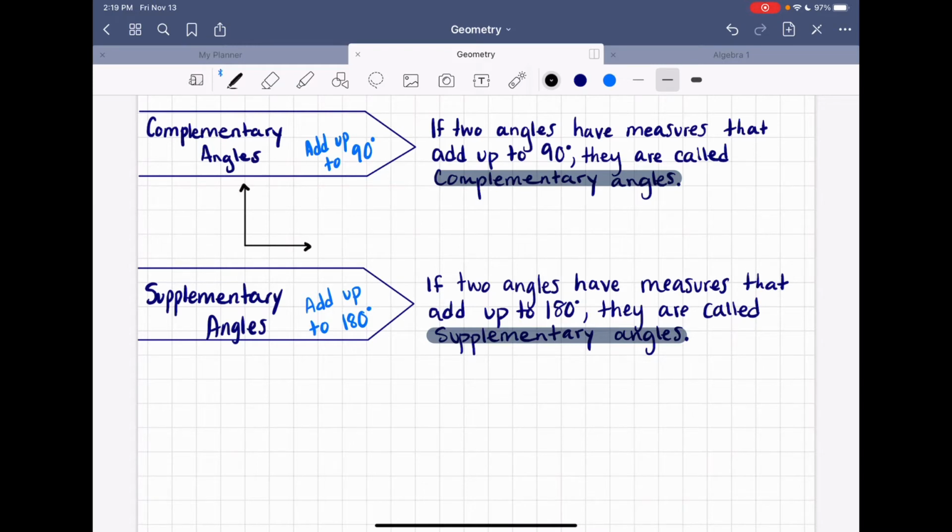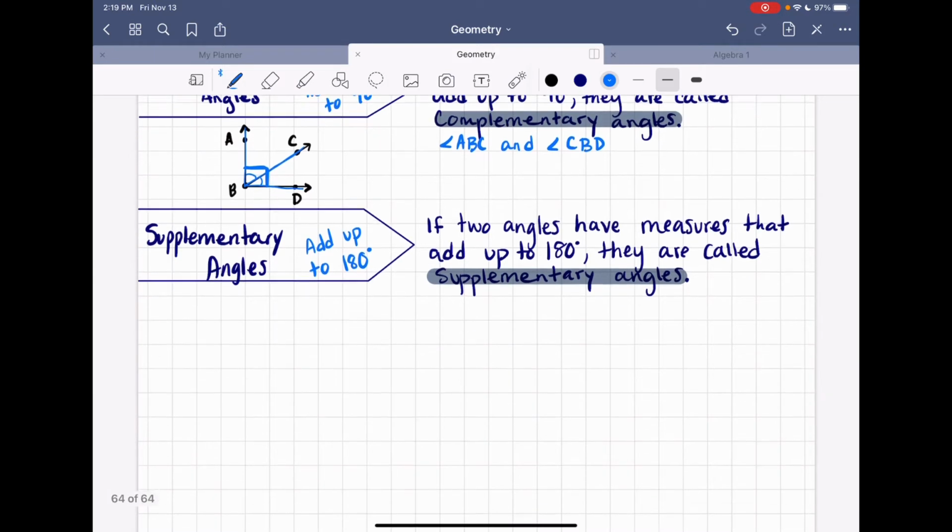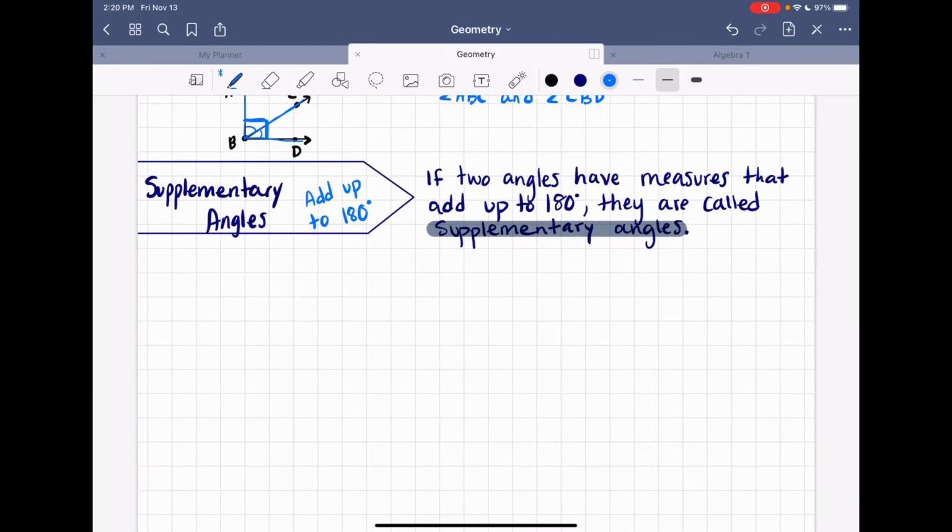It's ABC, so angle ABC and angle CBD are complementary. So those two, notice ABC and CBD, those two will make a right angle. That's 90 degrees. Now for supplementary angles, those are angles that will add up to 180. So that creates a straight angle.